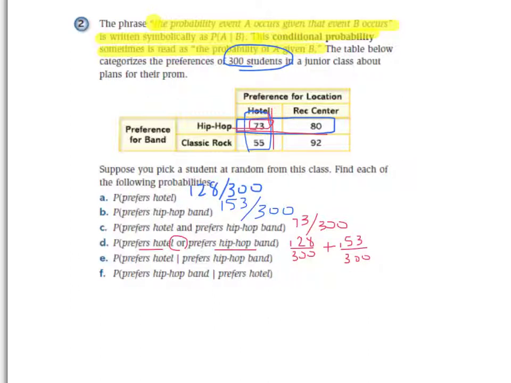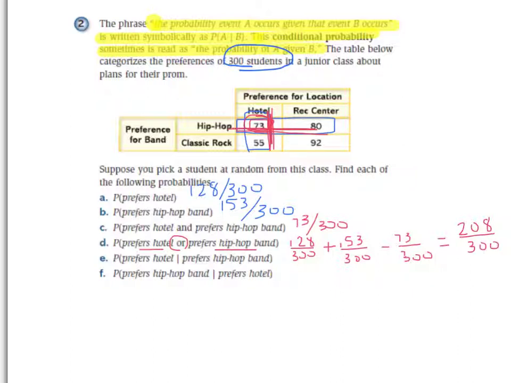But if you notice, when we went through hotels and through hip-hop, this group of 73 got added into the total twice. So we want to take out those 73 that were in the total for both hip-hop and hotels. Subtract 73 to get our final probability. This is called the addition rule for OR, resulting in 208 out of the 300 people.